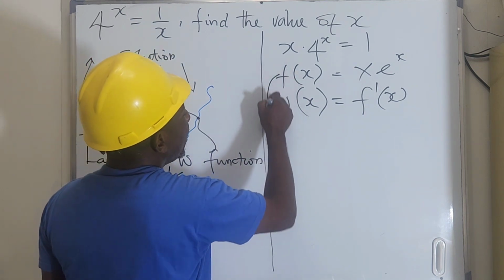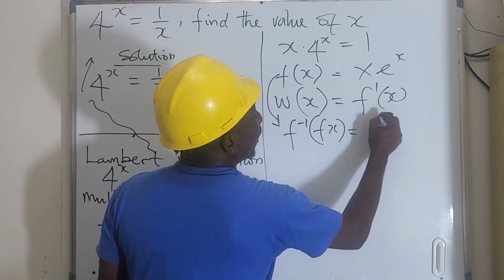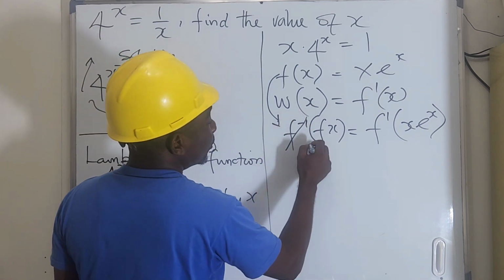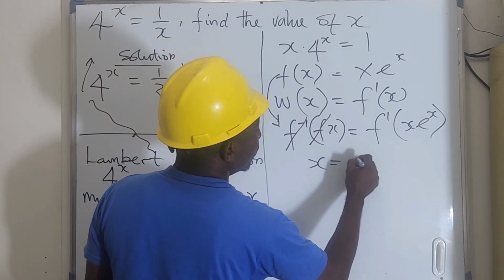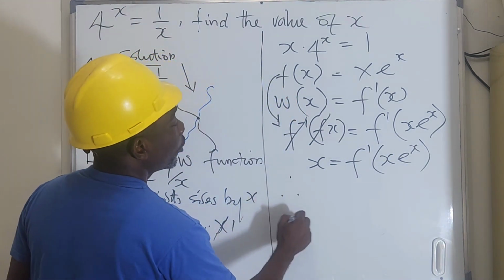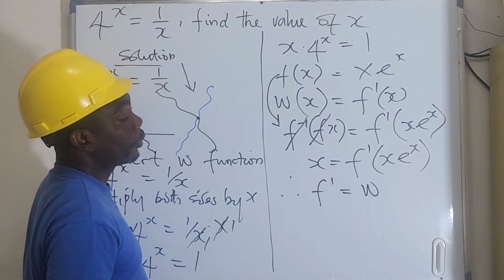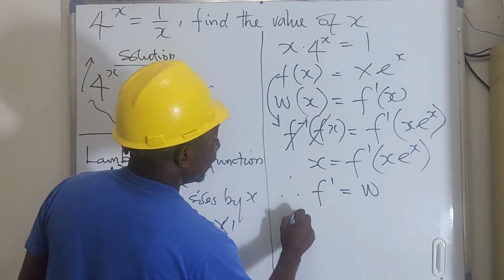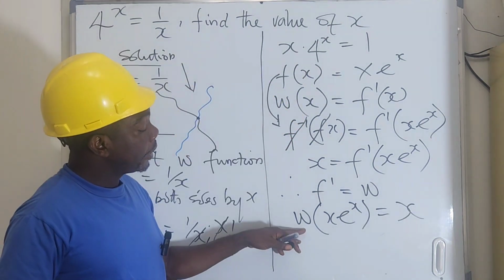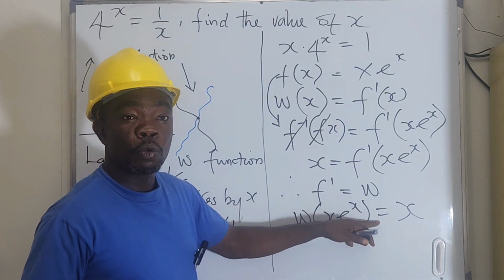This means that we have the inverse of f applied to f of x equals the inverse of f applied to x e raised to the power of x. In this case, the inverse cancels f, and we are left with x equals the inverse of f applied to x e to the power of x. Therefore, we define the inverse of f as the Lambert W function. So we have W of x e to the power of x equals x. This is the Lambert W function.